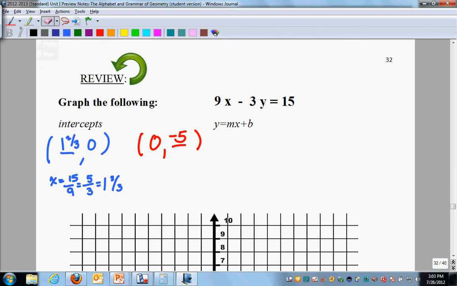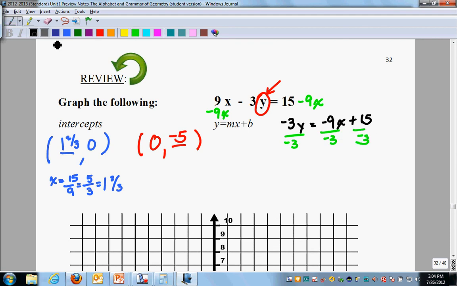Or we can change this to y equals mx plus b. I'm going to do that first. I'd like you to circle y, and your goal is to get y all by itself. We're going to do that by getting rid of x first. So our next line is going to read negative 3y equals negative 9x plus 15. Divide both sides by negative 3. And we have y equals, negative 3 goes into negative 9 three times, and that is going to be minus 5. Take a moment to catch up.